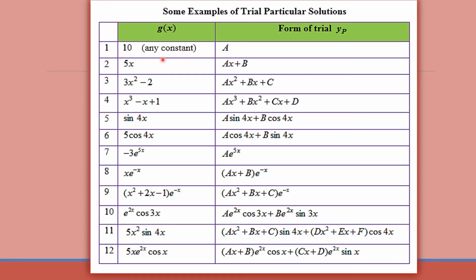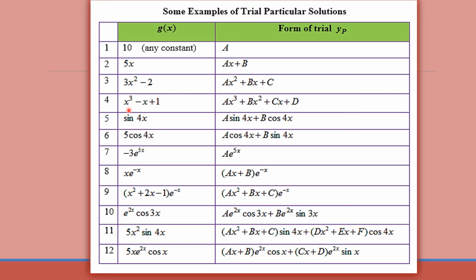Suppose the g(x) is just a linear function where the function has x of degree 1. In this example, g(x) is 5x. So since this is a linear function, we expect the yp must also be a linear function in the form of ax plus b. Example number 3, let's say the g(x) is a quadratic function, 3x squared minus 2, and so the yp must also be a quadratic function, which in general is expressed in the form of ax squared plus bx plus c.